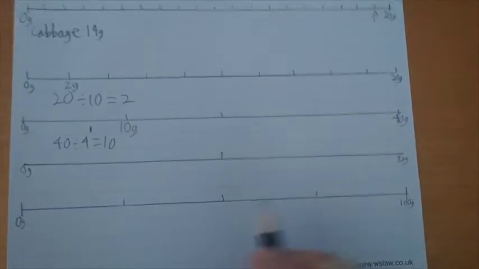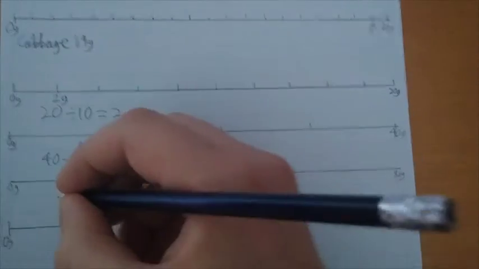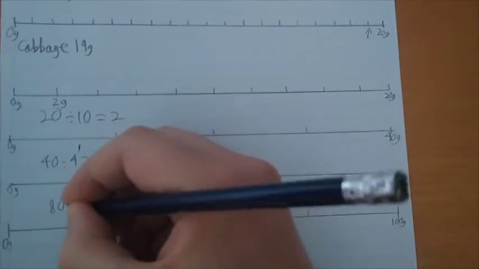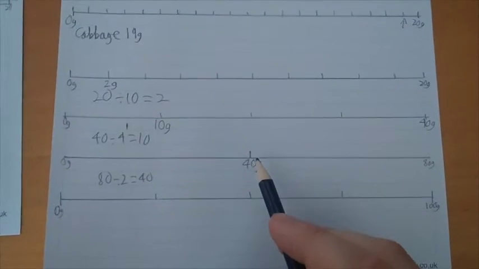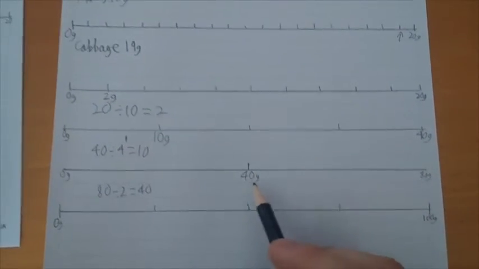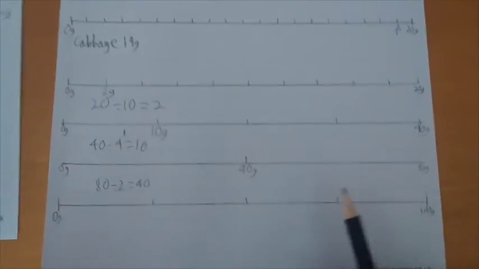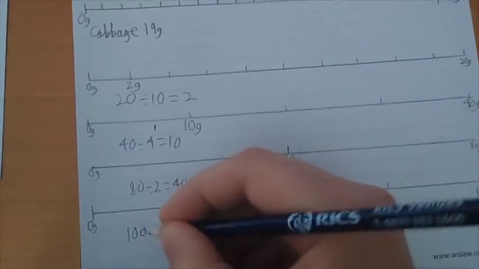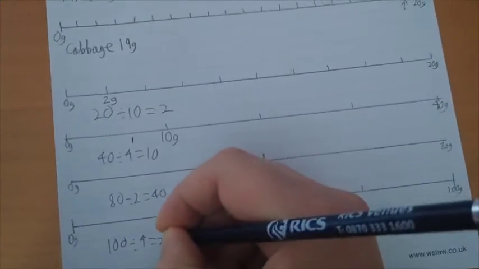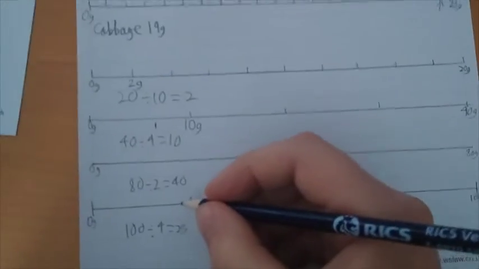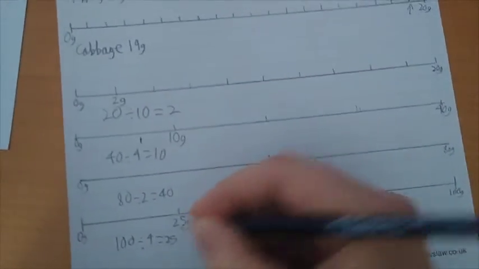It's 80, and we have 2 units. So 80 divided by 2 equals 40. So we have 40 grams here. So each unit on this scale is measured as 40 grams. So we have 1, 2, 3, 4 units of measurement here again. So 100 divided by 4 equals 25. So here we have 25 grams.